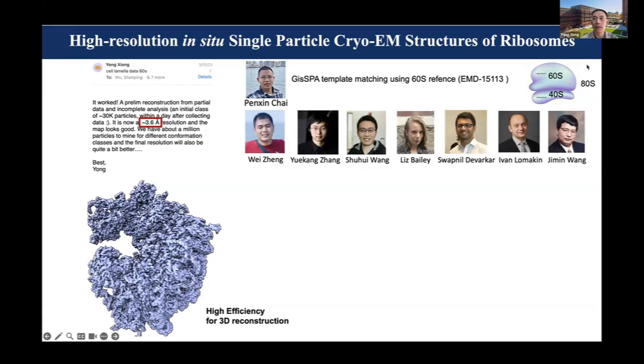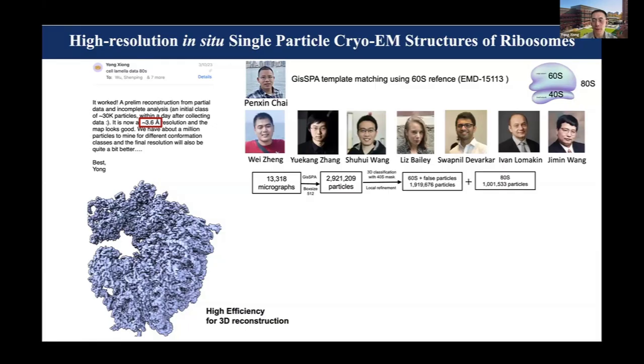So what we did is we're looking at a ribosome. It has a large subunit and a small subunit, making the 80S particle. In our reference, we took only the 60S, the large subunit, without the 40S small subunit. We identified a lot of particles with this template matching method, about 3 million to start. Then we started to do classification.